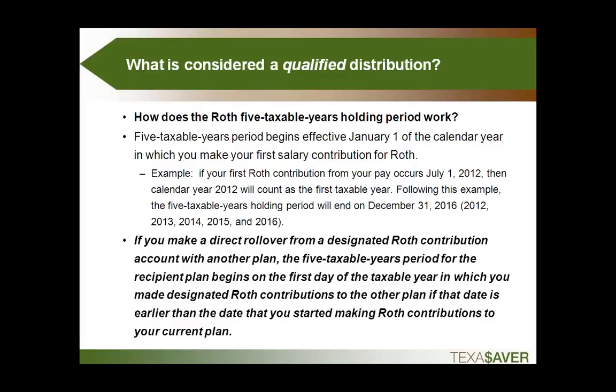In 2017, if you were disabled or to die or had reached age 59 and a half, separated service, your distribution would be qualified. If you make a direct rollover from another Roth contribution account with another plan, you may have already begun your 5-year holding period because it begins on the first day of the year you made your designated Roth contribution to the other plan. If that date's earlier than the date you start with Texa Saver, you're already ahead of the clock.